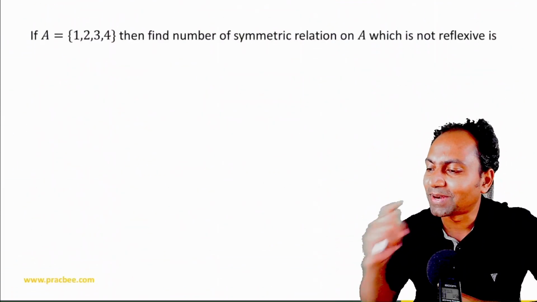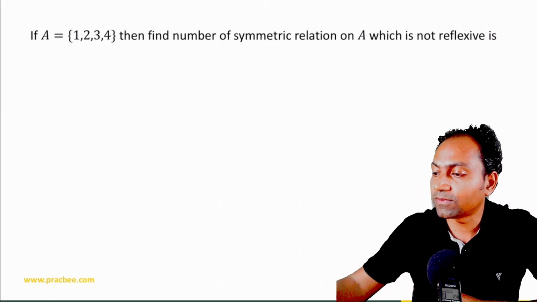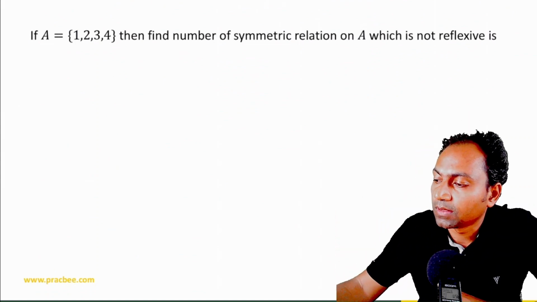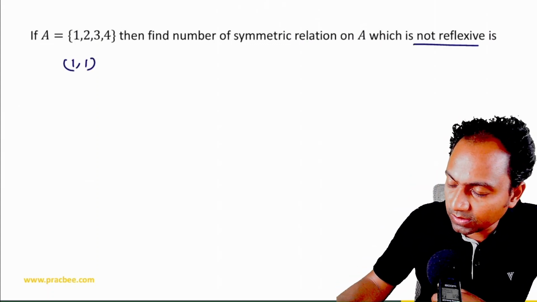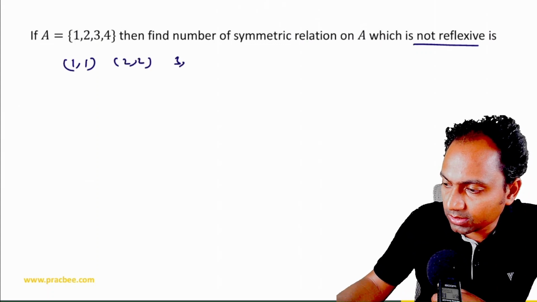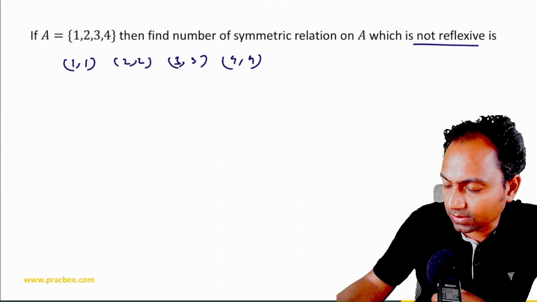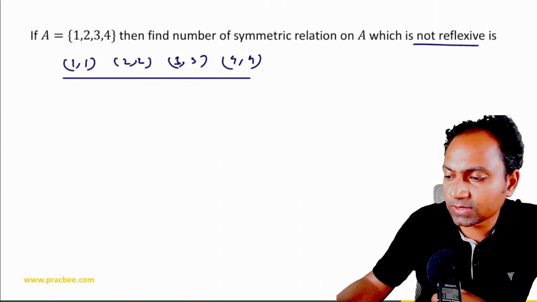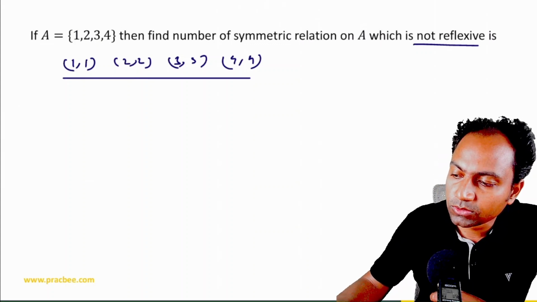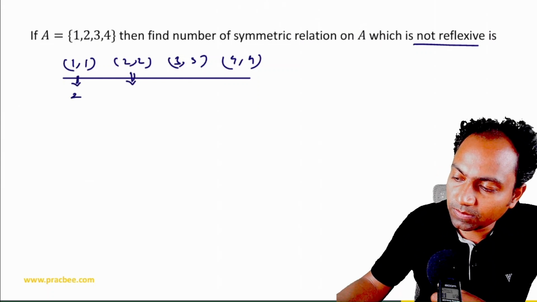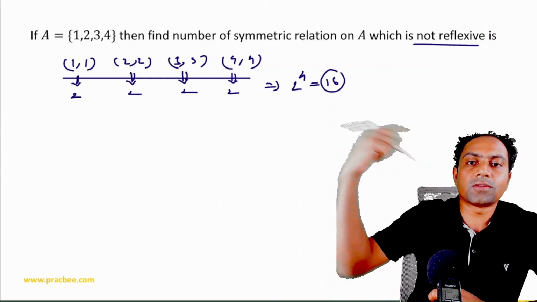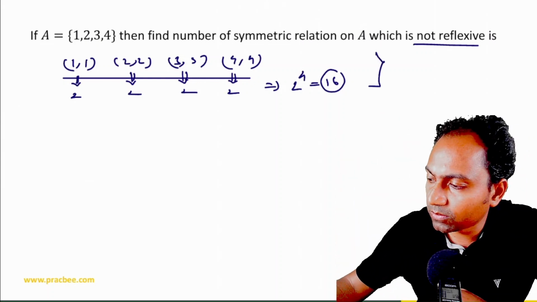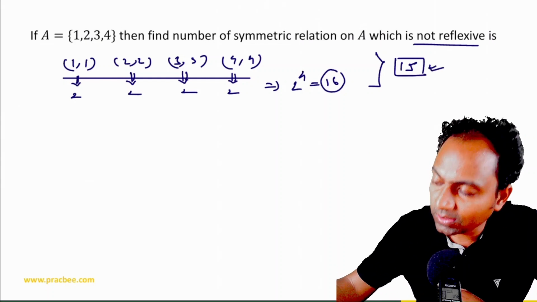If I move towards the next part, it says that a set A is given as 1, 2, 3, 4. Then find the number of symmetric relations on A which are not reflexive. So it will become reflexive if I take ordered pairs like (1,1), (2,2), (3,3) and (4,4). If all of these come, then it is going to become reflexive. Now each of these can be present or absent, so two ways each. The total ways in which they can be present or absent is 2 raised to the power 4, or 16. In only one case, all of them are going to be present. So total ways it can become reflexive is nothing but 15. We have taken care of this part.